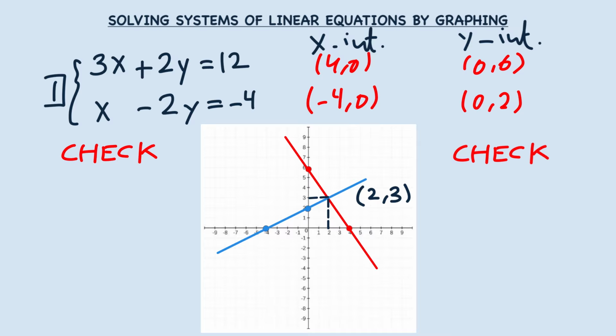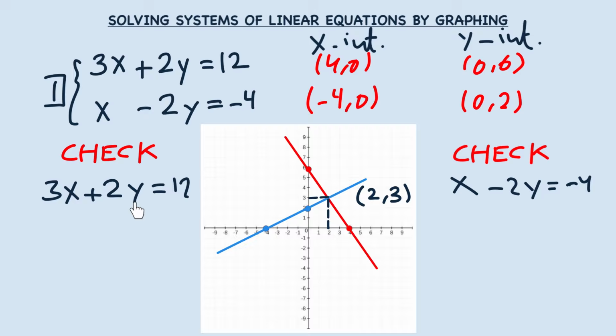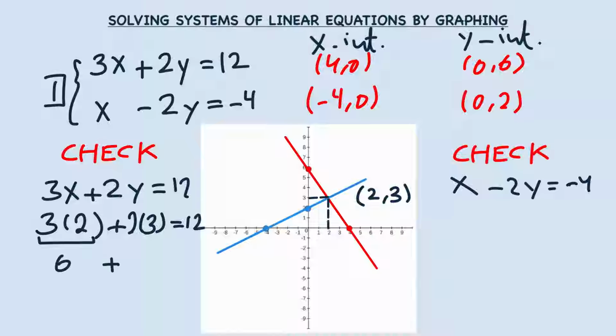Next, we need to check our answer, which is (2, 3). So we will write the first equation, which is 3x + 2y = 12, and the second equation, which is x - 2y = -4. Let us start with the first equation, 3x + 2y = 12. Now I have to take 2 and 3 and plug them here. So we have 3 times 2 plus 2 times 3. Is it equal to 12? Now 3 times 2 is 6, plus 2 times 3 is 6. Is it equal to 12? Yes, because 6 + 6 is 12, and 12 = 12.